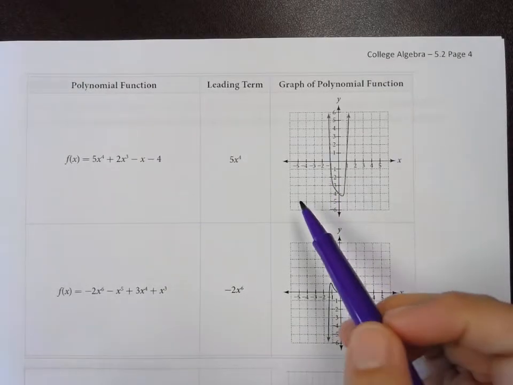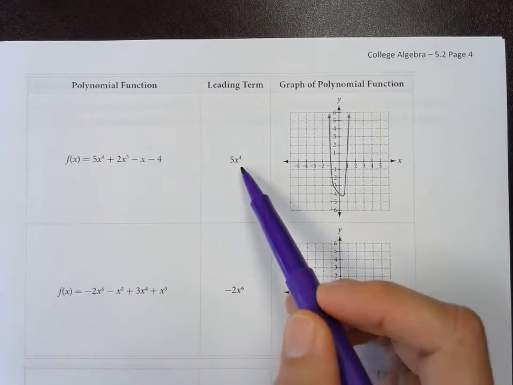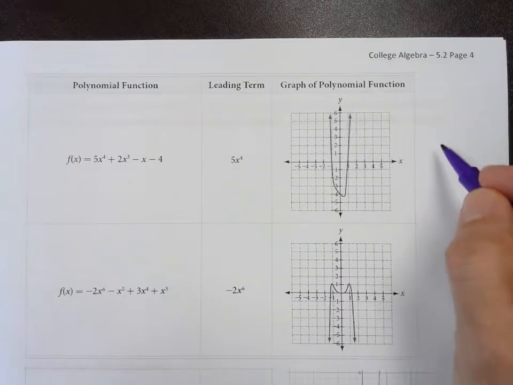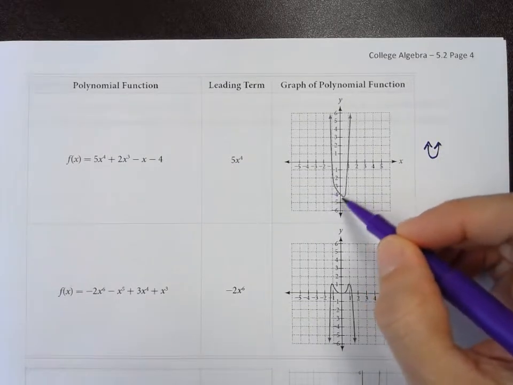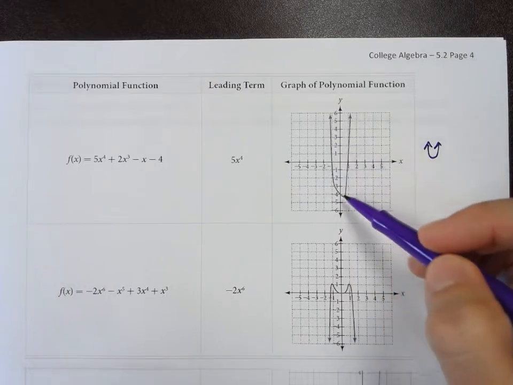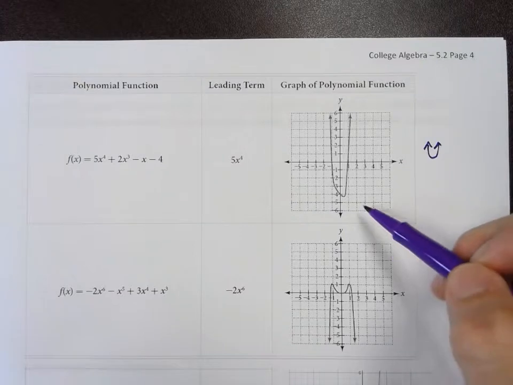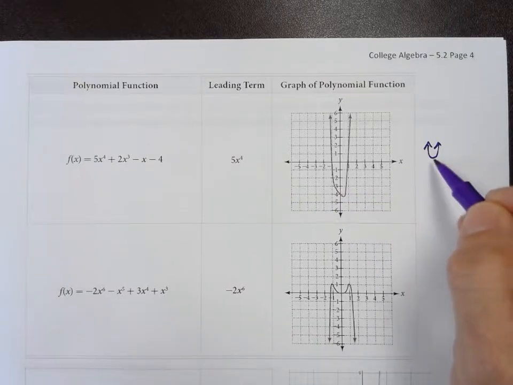On this first example, our polynomial is a 4th degree polynomial with a positive leading coefficient. That means it's going to be parabolic in shape, but it's going to do crazy stuff in the middle. So you see that it's facing up on the left, up on the right, and it's doing this kind of slant thing in the middle instead of what a parabola normally does.